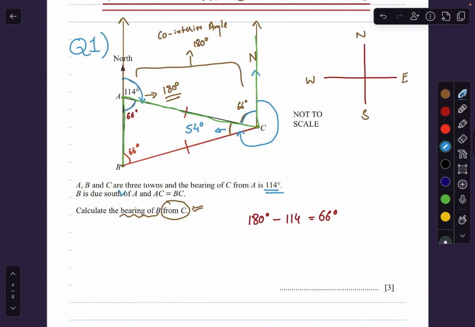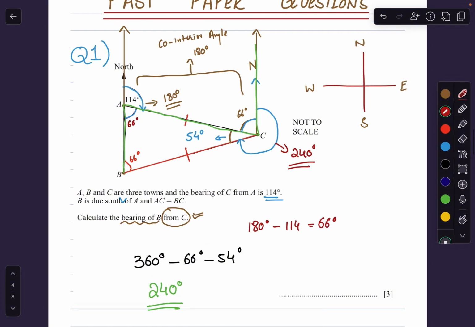What we'll do here is, the total from this north to the north again is going to be 360. So 360 degrees subtract 66 degrees, subtract 54. We subtract both the angles out, and the remaining would be from north at C to B, and that would be the bearing from C to B. So 360 subtract 54 subtract 66 would give us 240 degrees. It means the angle from the north at C towards the line B is 240 degrees. That is the bearing, and the solution for that is given.